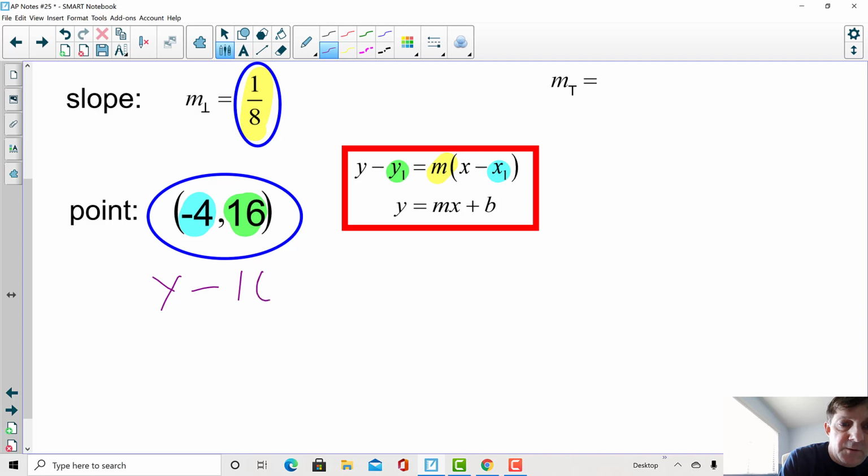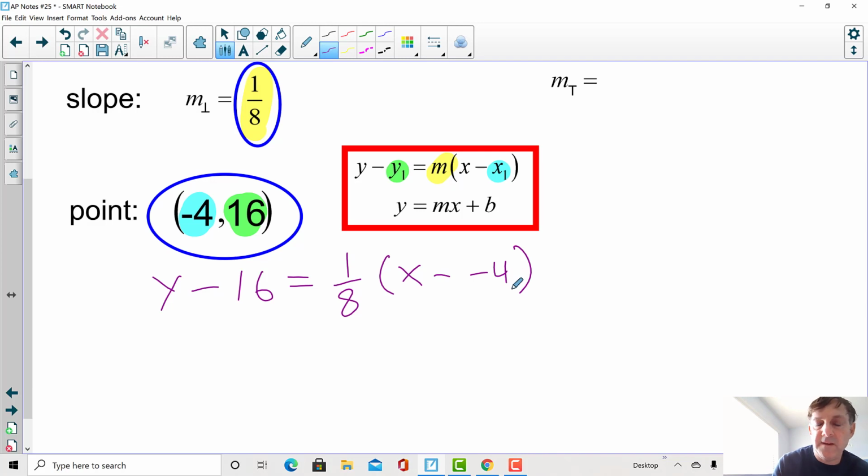Plugging in a 16 for the y1, a 1 over 8 for the m, and a -4 for the x1. Since we have minus a negative, that's plus.